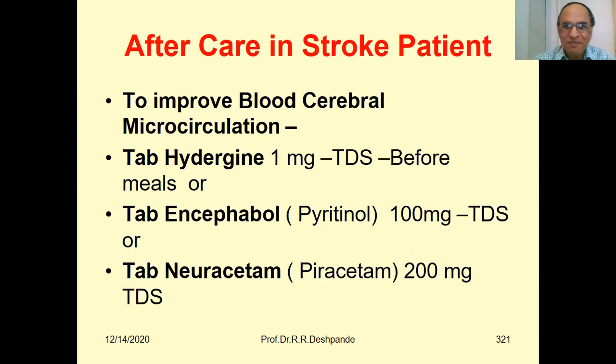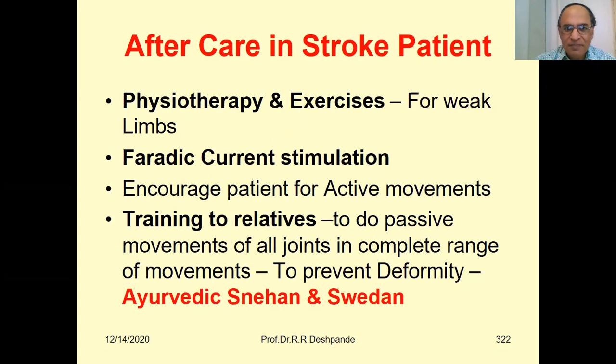Simple. Okay? So, to improve the cerebral microcirculation, because ischemia is there, we want to reduce ischemia. Tablet Hydergine, 1 milligram TDS before meal. Tablet Encephabol, that is pyritinol, 100 milligram TDS, or tablet Nootropil, that is Piracetam, 200 milligram, 3 times in a day.